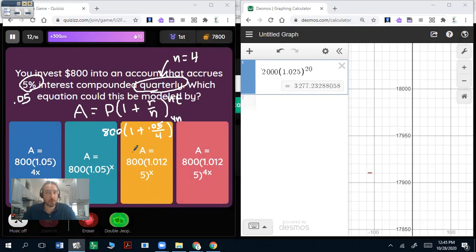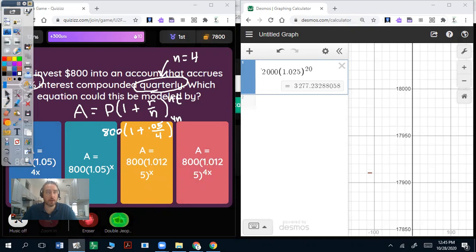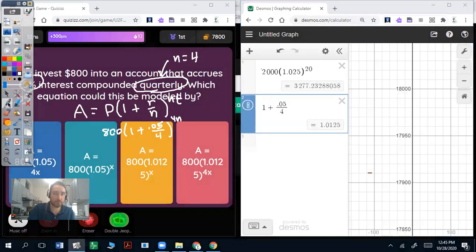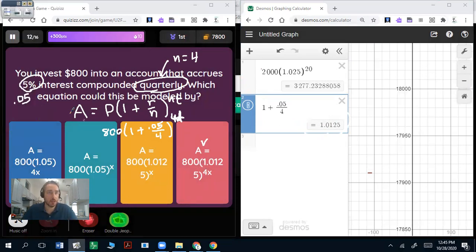So obviously our number in the parentheses is not broken up, so we have to figure out what 1 plus 0.05 divided by 4 equals. And of course you get 1.0125, but I put an N there, that should be a T. So you got a 4T up there. It doesn't matter what you call your variable. Typically they're called T, but in this problem they're called X, right? So it's going to be this one because you have the 1.0125, but you also have the 4 with the compounded part. So it's going to be that last option, letter D.